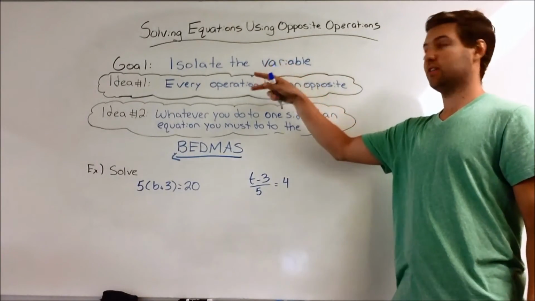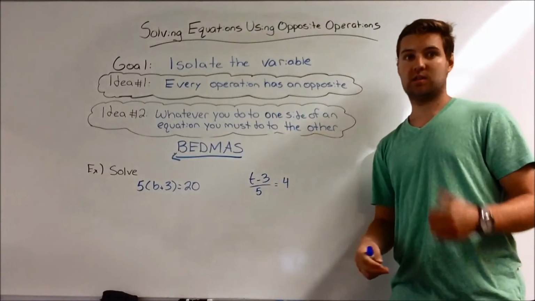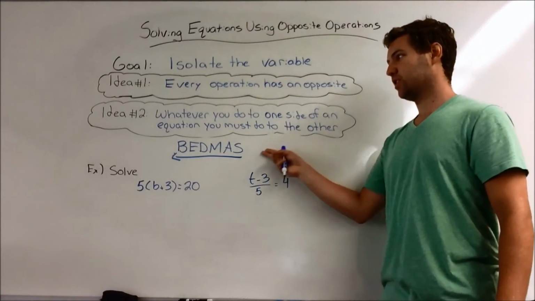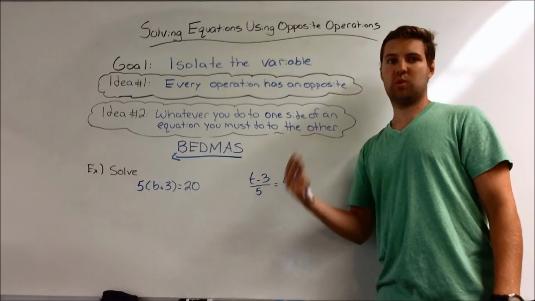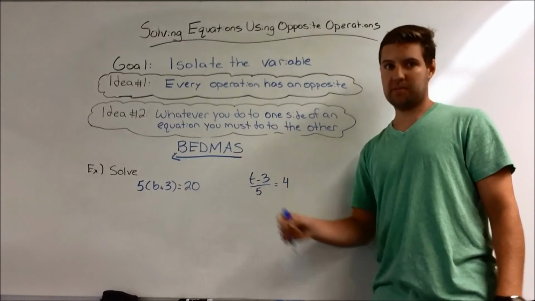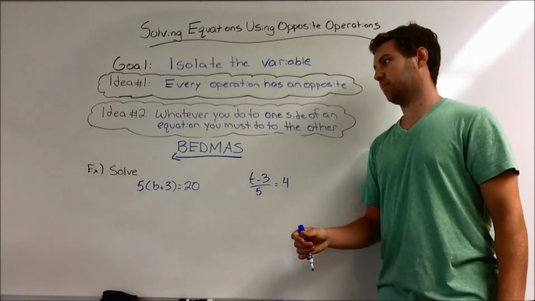Our goal is to isolate the variable. Our 2 main ideas: every operation has an opposite, and every move on one side has to be done to the other. And now we've introduced that if there's more than one number on the side of the equation, we use reverse BEDMAS, or SAMDEB, in order to move the numbers.